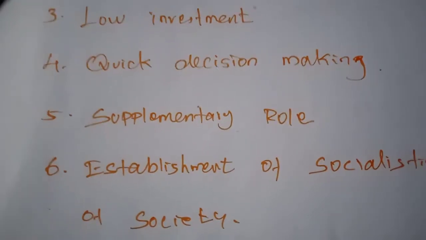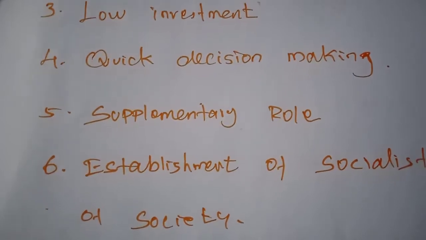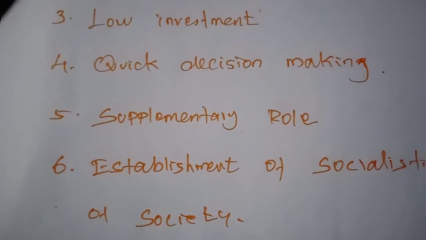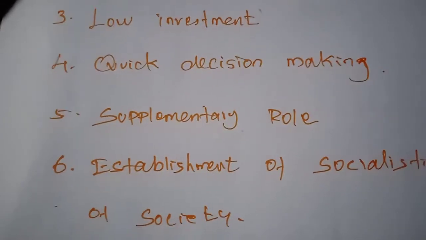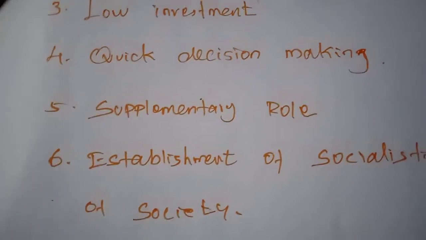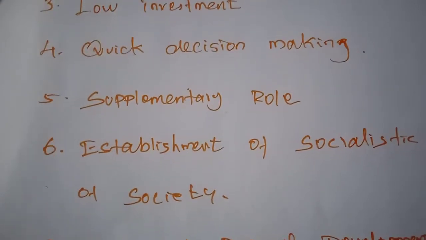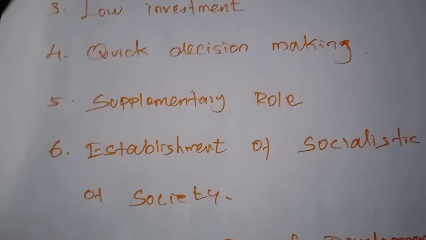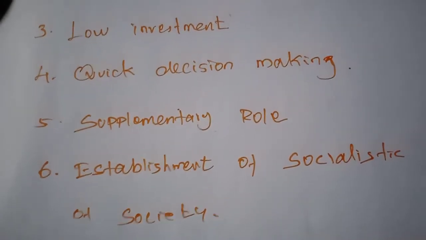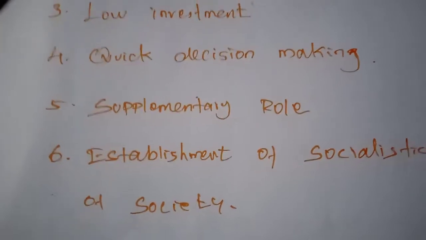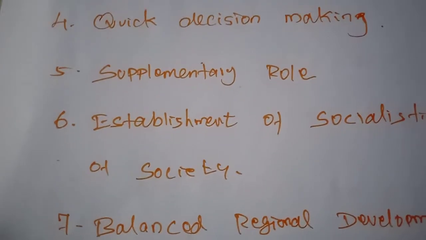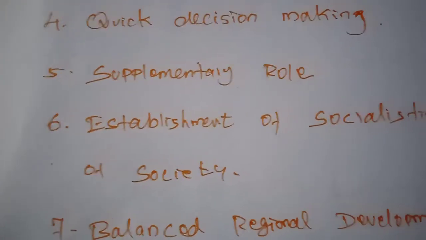The large scale industries must depend upon the small and medium scale enterprises, because the large scale industries only do the assembly work. So all the semi finished products are purchased from the micro, small and medium scale enterprises, and after that the large scale industries do the assembling work. So the large scale industries must depend upon the micro and small scale industries.